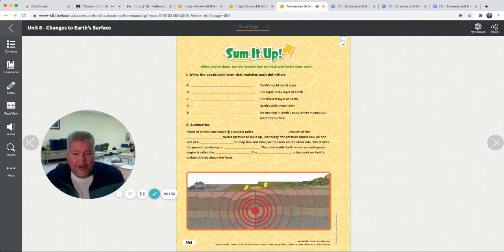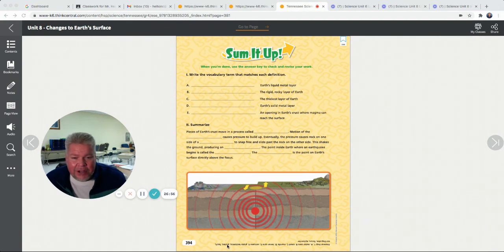Let's see if we can summarize it here. Pieces of Earth's crust move in a process called plate tectonics. Motion of the plates causes pressure to build up. Is that right? I have to look down here. We got our key down here. So motion of the plates, I got it right, cause pressure to build up.